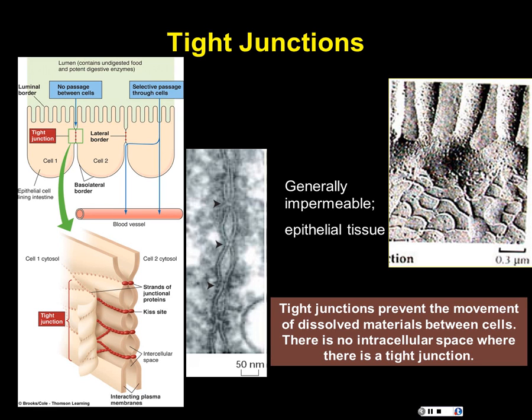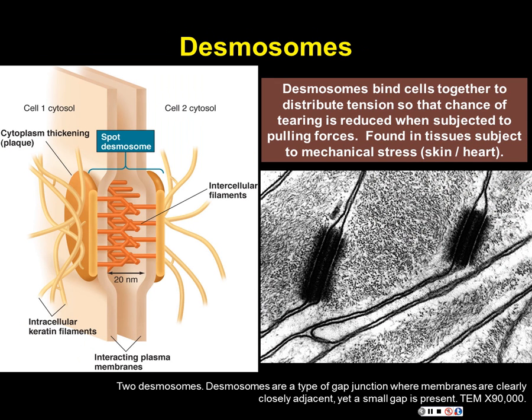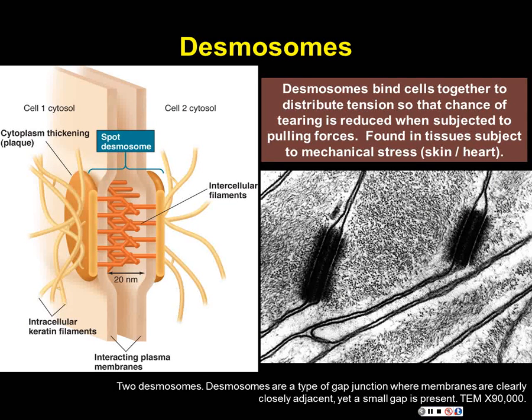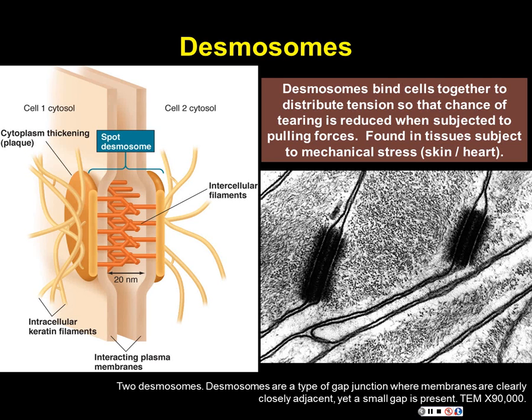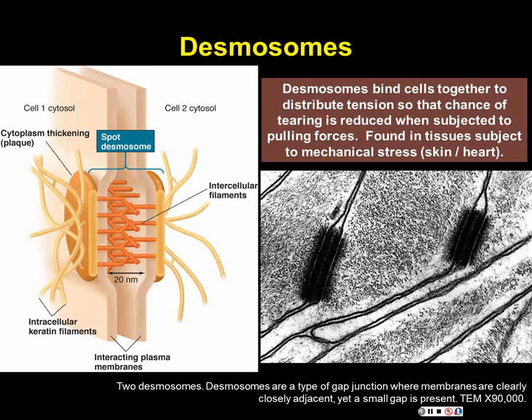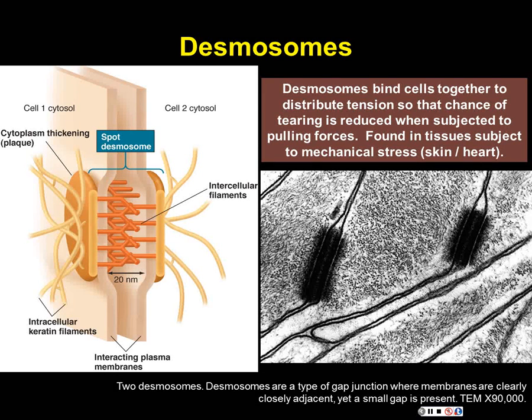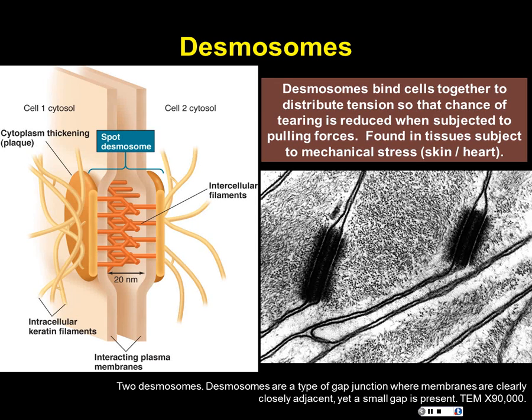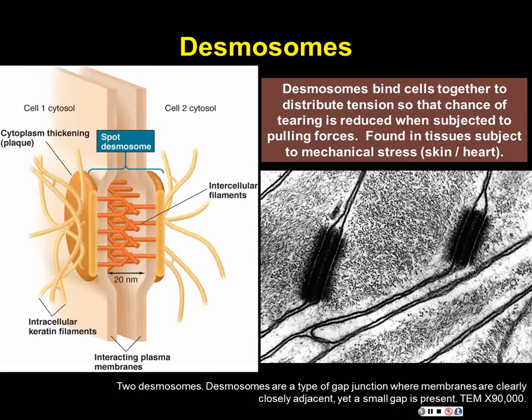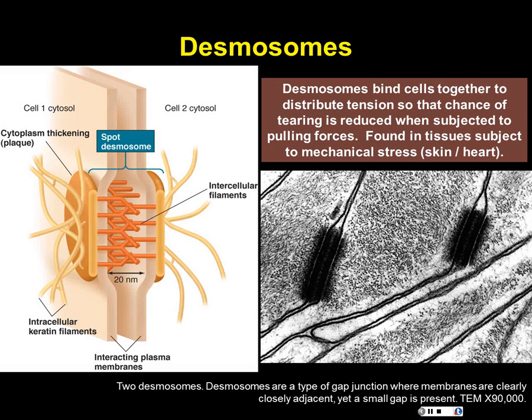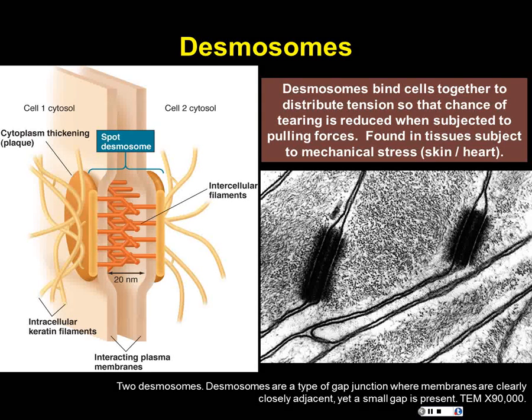The next type of junction that we'll see throughout the semester is called a desmosome. In the desmosome, it's a junction between two cell types. It also looks pretty impermeable, but that's not the primary role of it. Looking at it, what do you think the job of the desmosomes is? Distribute what? What are we distributing? Tension. It distributes tension over a wide area instead of a focalized point.